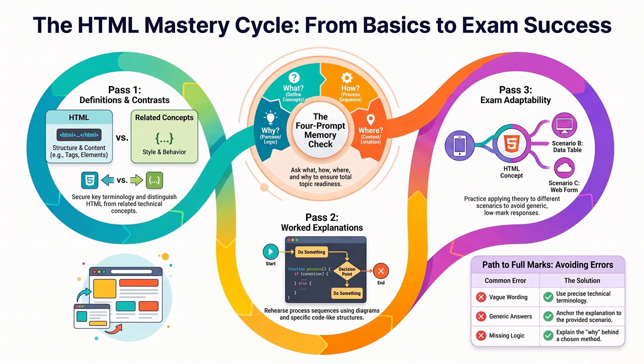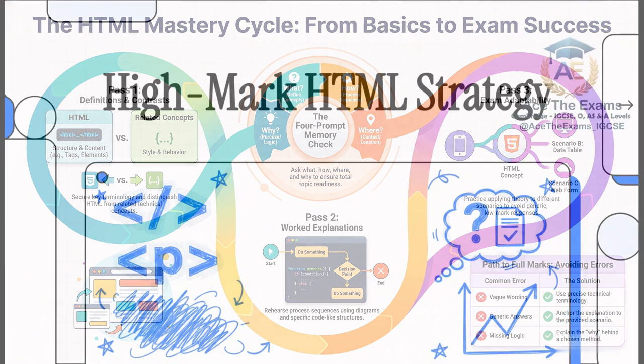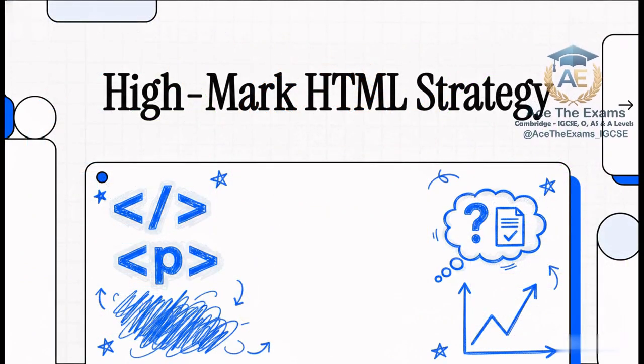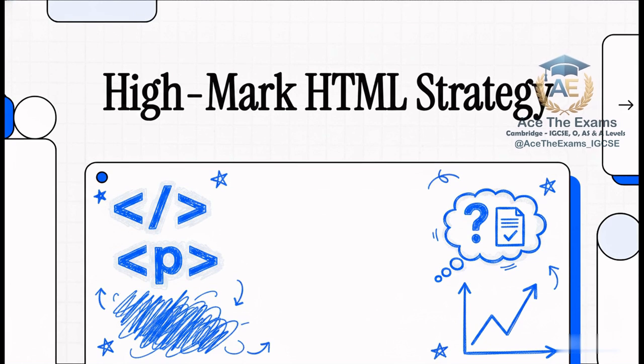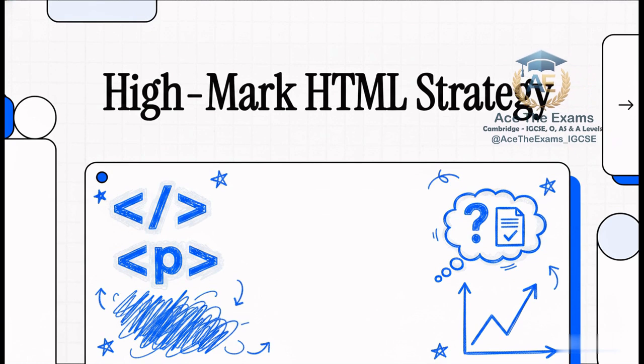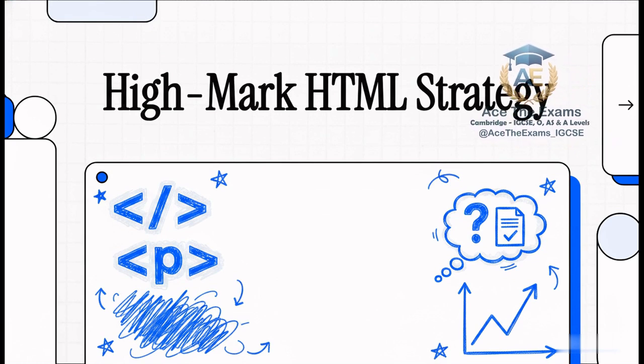If you're sitting in your Cambridge IGCSE Computer Science 0478 exam and you write down "HTML is used to make web pages," you are actively throwing away easy marks and putting your grade boundaries at serious risk. In this explainer, we're cutting out all the fluff. We're getting straight into the exact high-mark exam strategy you need to stop bleeding points on HTML questions.